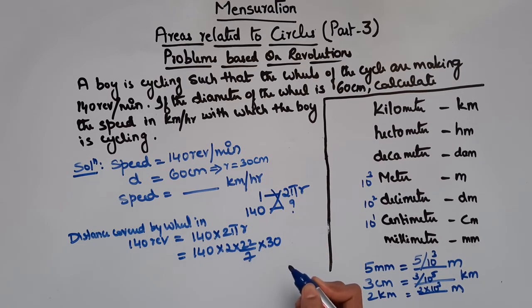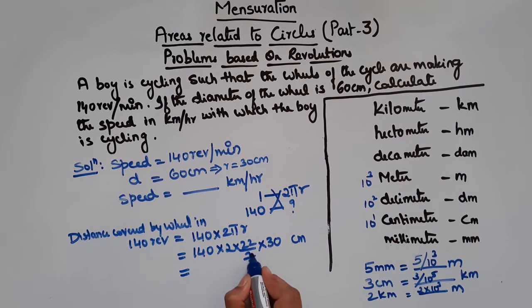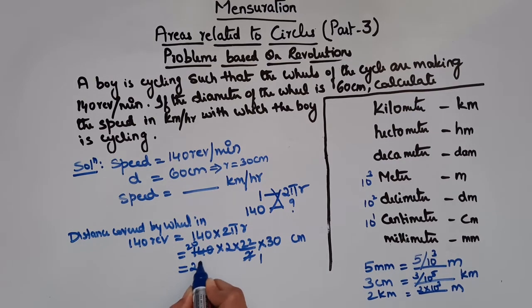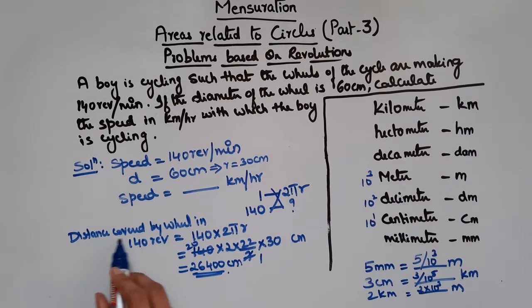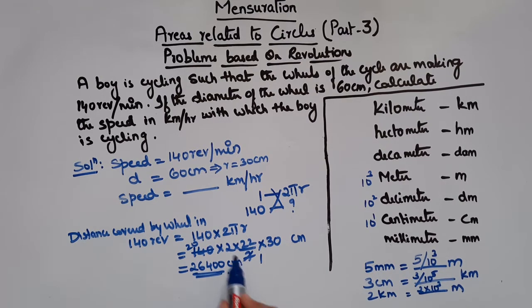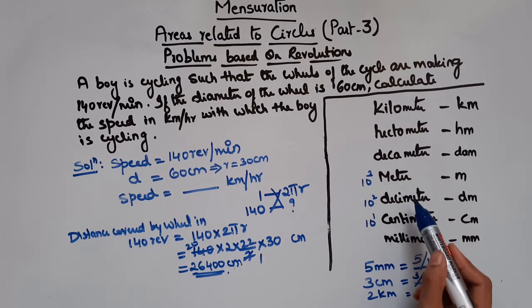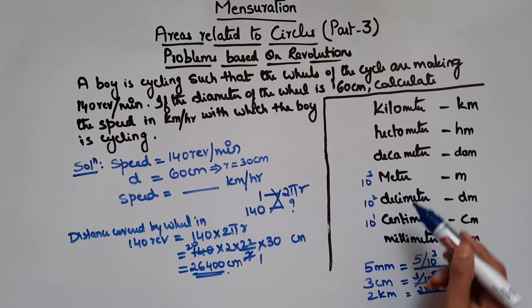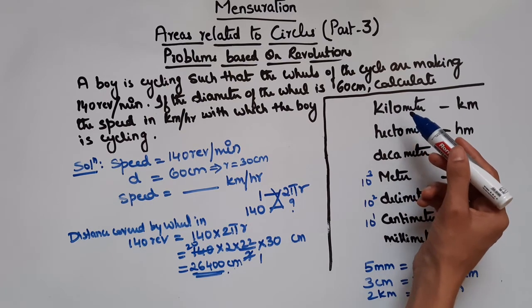So 30. So this will be in centimeter, which is equal to 7 1s are 7 2s are 14, 0. When you multiply 20 into 2 into 22 into 30, that will give you 26,400. So this will be in centimeter. So now your distance covered by wheel in 140 revolution is 26,400 centimeter. We want this in kilometers. So from centimeter to kilometer, 10 power 1, 2, 3, 4, 5. So 10 power 5. We are going from smaller unit to bigger unit. That means we have to divide by 10 power 5.